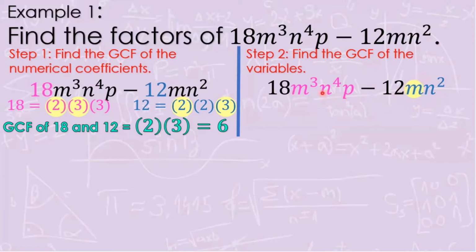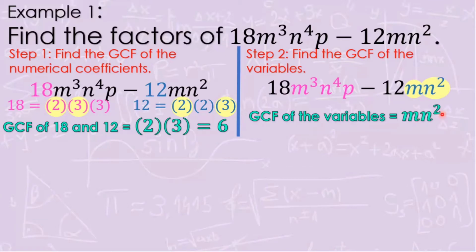Okay? So since n is also common to them, the one with the least exponent is n squared kasi 2 lang to and ito ay 4. Is there any other common variable? Wala na po kasi ito ay may p, dito naman ay walang p. So therefore, the GCF of our variables is mn squared.